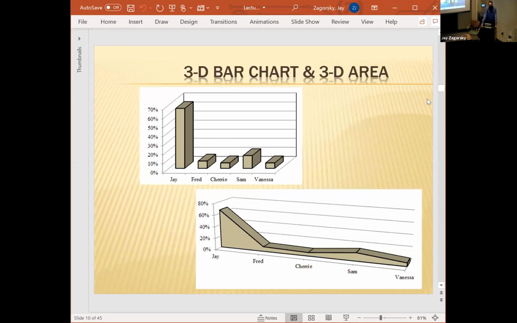Here's 3D charts and 3D areas. Let me ask somebody online who doesn't participate a lot. Can somebody raise their hand who just wants to answer yes or no?